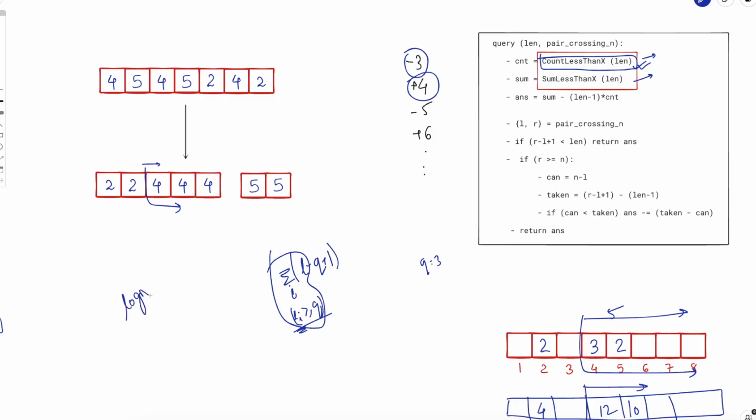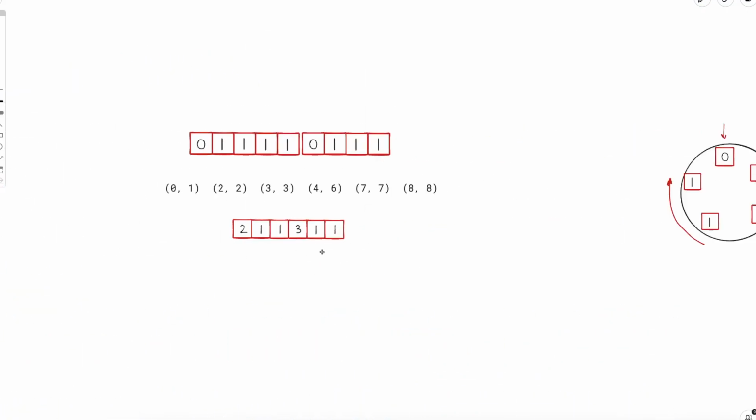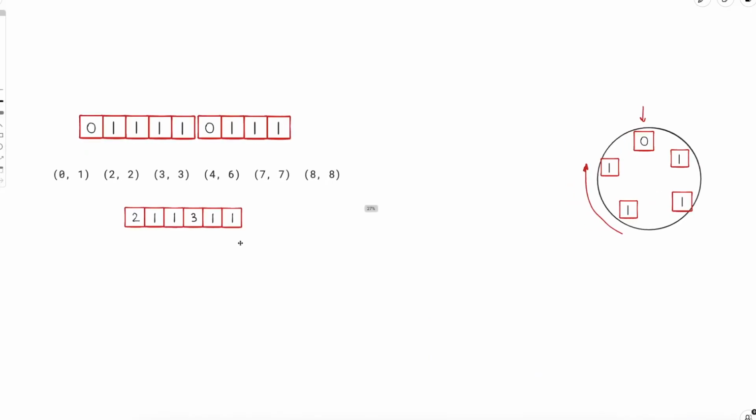Which means that if our update looks like this, like removing an element from here or adding some new element from here and stuff like that, we can still query in just log n time, right? So now is the time to introduce updates.